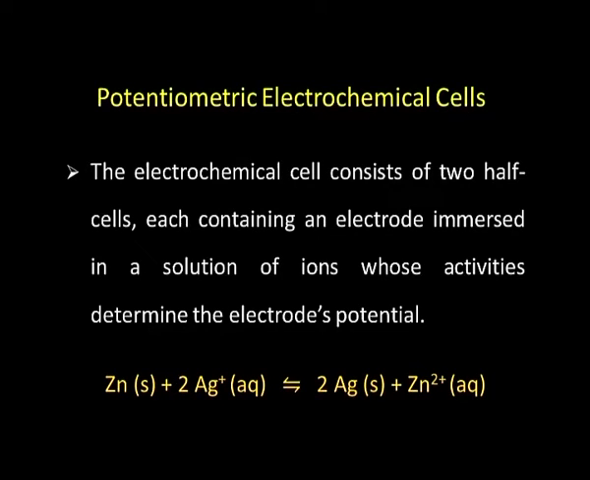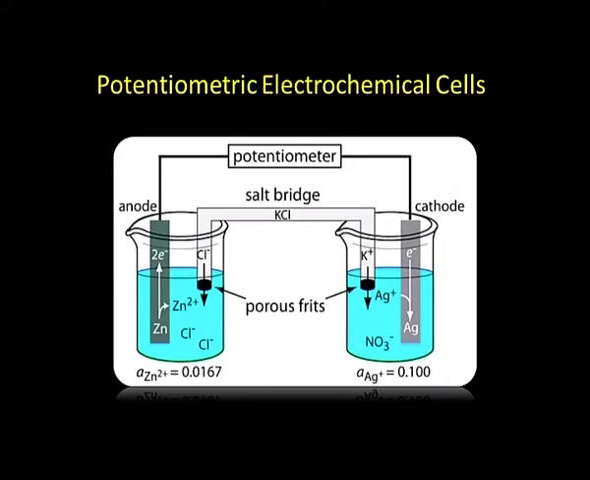When a solid zinc plate is dipped in a zinc ion solution and similarly a silver plate is dipped in a silver ion solution, the reaction takes place: Zn solid plus 2 Ag+ aqueous giving 2 Ag solid plus Zn2+ aqueous. This can be represented in a better way by representing two beakers in which we have a solution of zinc chloride and in another one we have a solution of silver nitrate.